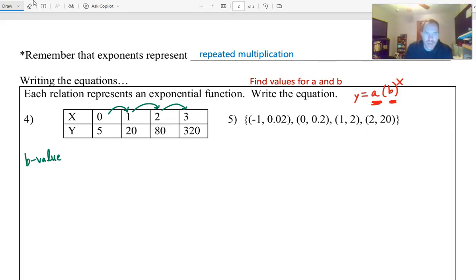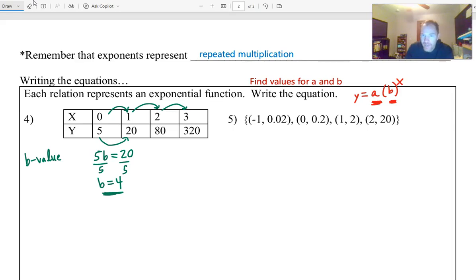But I say, all right, what happens if we go from 5 to 20? And I say, all right, 5 times B equals 20. What am I multiplying by? You might know this already. I hope you have the number sense. But if the numbers are more difficult, this is the process. You can say, I'm going to start with that first y value of 5, multiply by something B, and I get 20 as a result. If you solve that equation, divide by 5, we get a B value of 4.